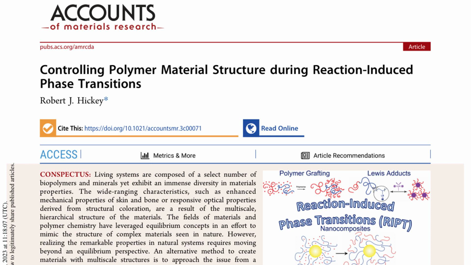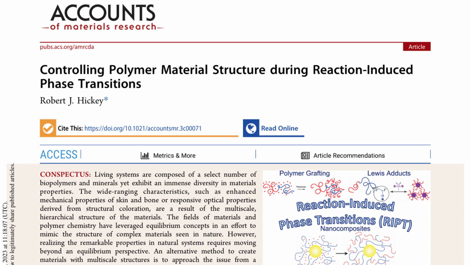In the first example, block copolymers are used as the starting material, and polymer grafting is initiated during polymerization. This process drives nanoscale morphology changes, resulting in the formation of linear comb block copolymers with different nanoscale morphologies. In the second example, polymer nanocomposites are synthesized by polymerizing monomers in the presence of nanoparticles.